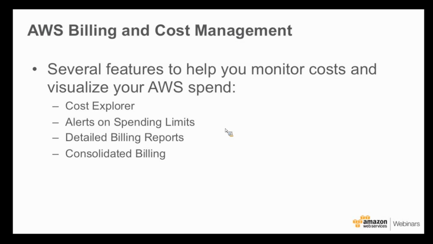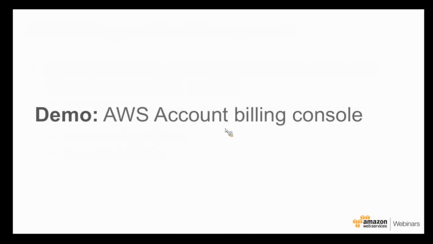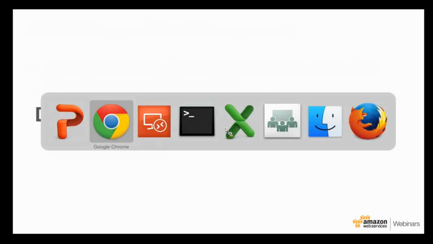So how do I do that? How do I, as my organization adopts AWS more widely, keep tabs on who's doing what, what it's costing, how the costs have changed? How do I set alerts so that I can get proactive alerting on spending limits, not just usage? And then how can I drill down into the bills? So let's look at the AWS account billing console.